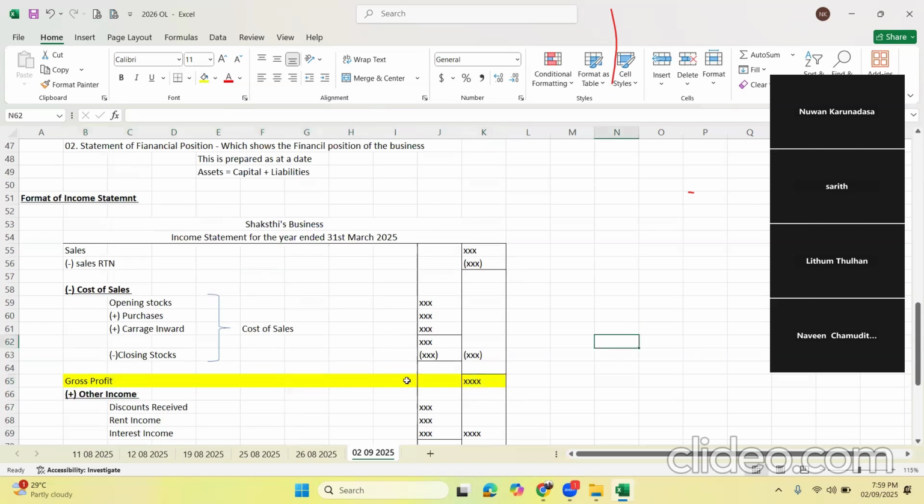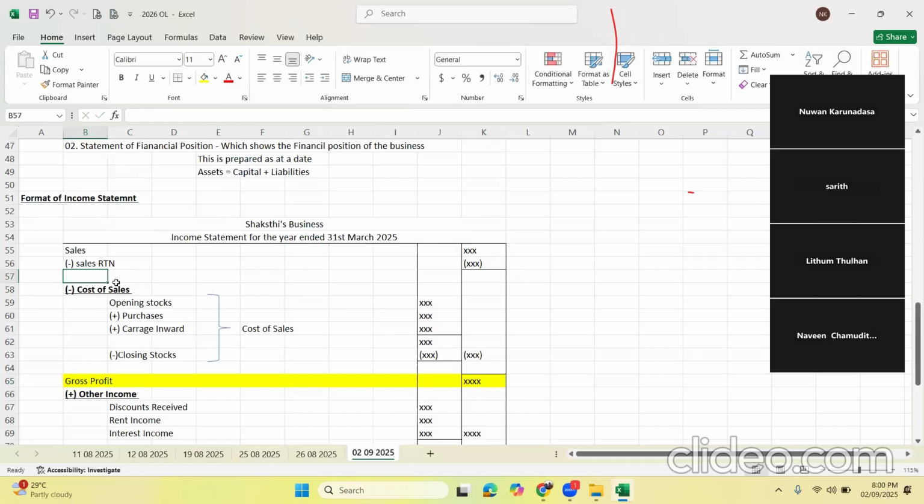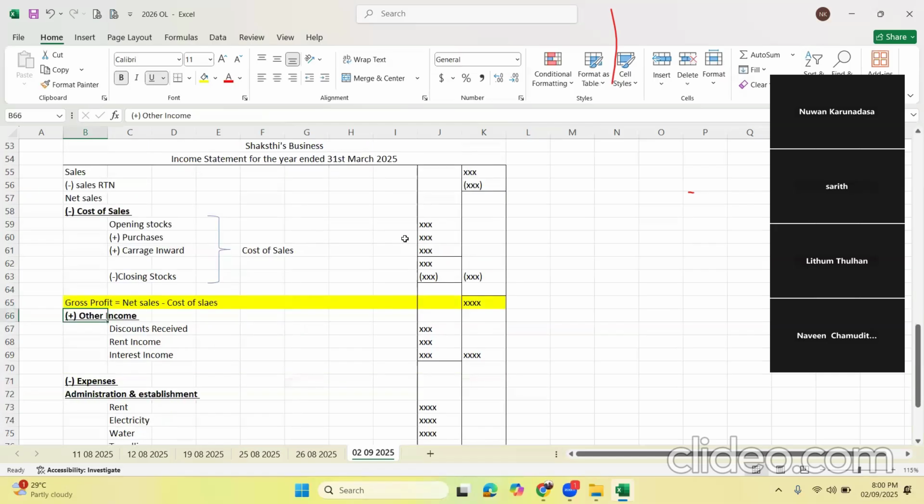How do you find the gross profit? Gross profit equals net sales minus cost of sales. No need to write all this breakup in the exam, huh? So just put the numbers only.